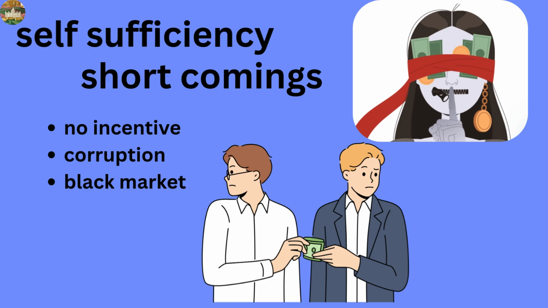Corruption. With unmonitored power held by non-elected administrators, this system encourages abuse and corruption. Black market. Businessmen realize it's more profitable to illegally import goods and sell them at a high price than to struggle with all the restrictions to produce the goods themselves.